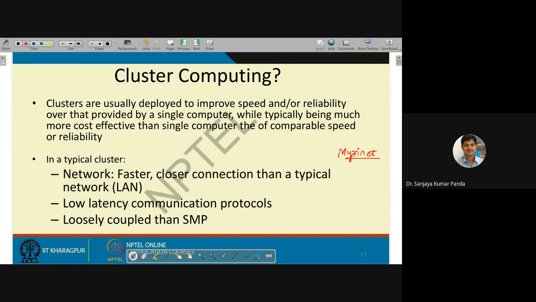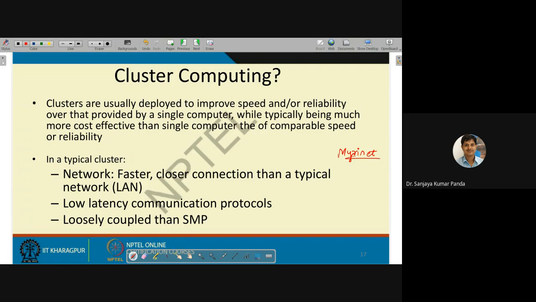Similarly, they are loosely coupled compared to a symmetric multiprocessor. In the symmetric multiprocessor case, one system is having multiple processors. In comparison to that, in a system with multiple processors, if a processor fails, it may impact other processors. But when you go for a cluster, if a node fails, it is not going to impact other computer systems. That's why we call that a loosely coupled system.